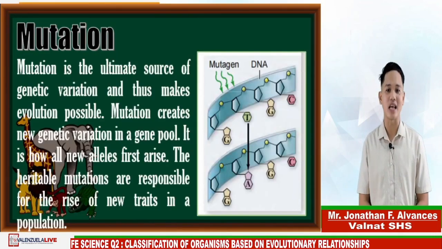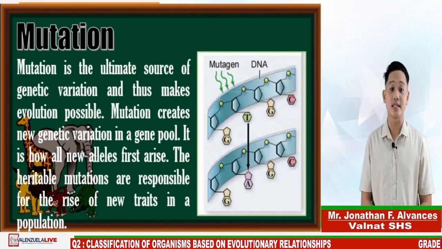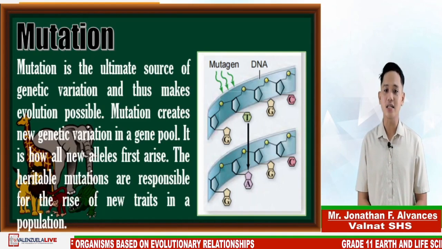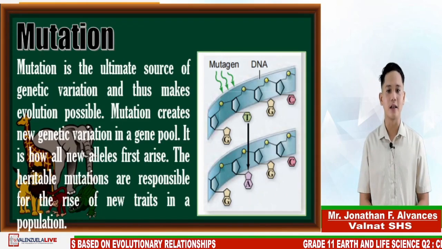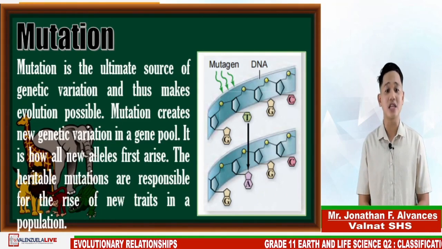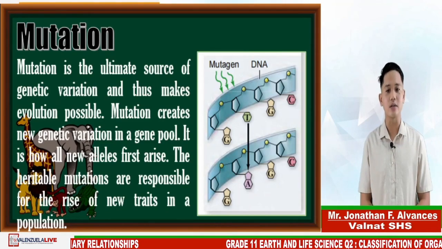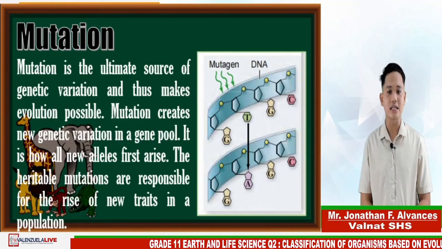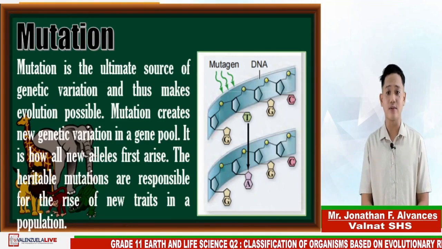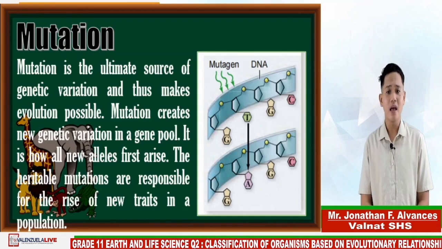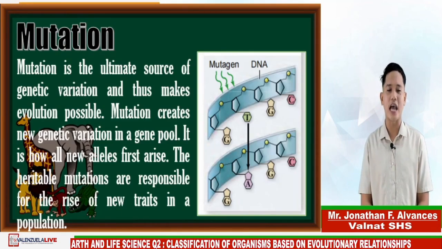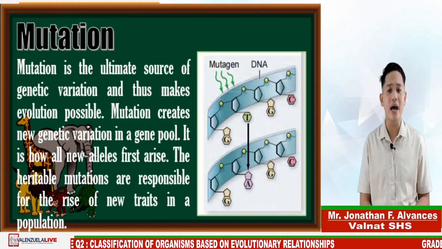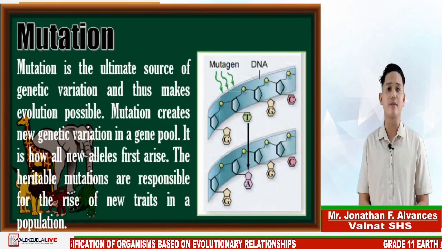First is mutation. Mutation is considered the ultimate source of genetic variation and thus makes evolution possible. Mutation creates new genetic variation in a gene pool, and it is how all new alleles first arise. Why do some organisms survive while others die? These surviving organisms generally possess traits or characteristics that bestow benefits that help them survive.